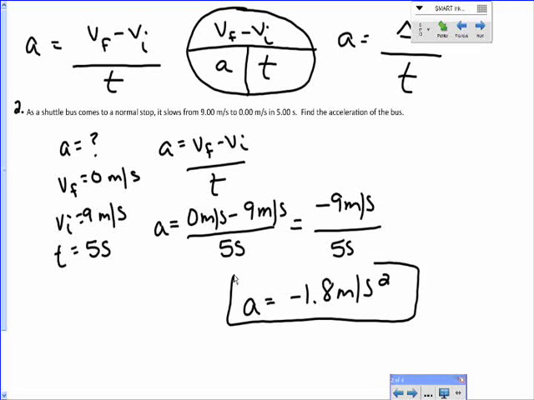Now, this acceleration has a negative number, which means my problem should have been slowing down. And if you look, it says that a bus is coming to a stop, which means it's decreasing speed, so our negative answer would be correct. Let's look at number 3.